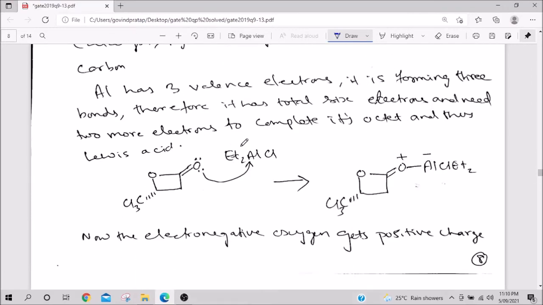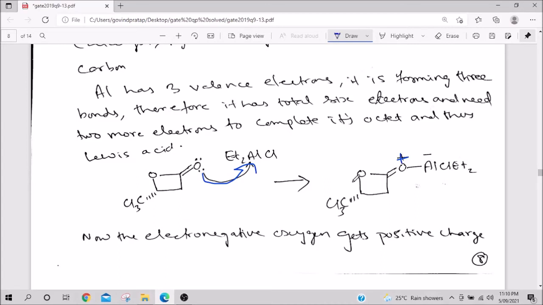So, you know, Al has 3 electrons. So, 3 plus 3, total 6 electrons. Octet is not complete, one orbital is free. So, it acts as a Lewis acid, it can accept a lone pair of electrons, and therefore, this carbonyl goes and gives electrons and you get a positive charge on carbon.